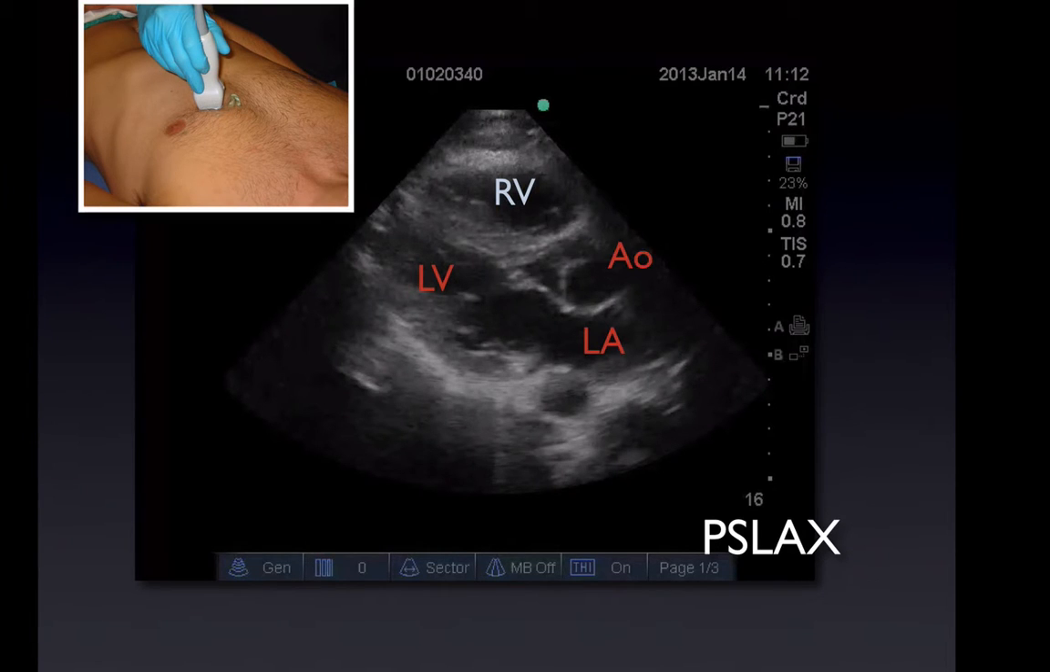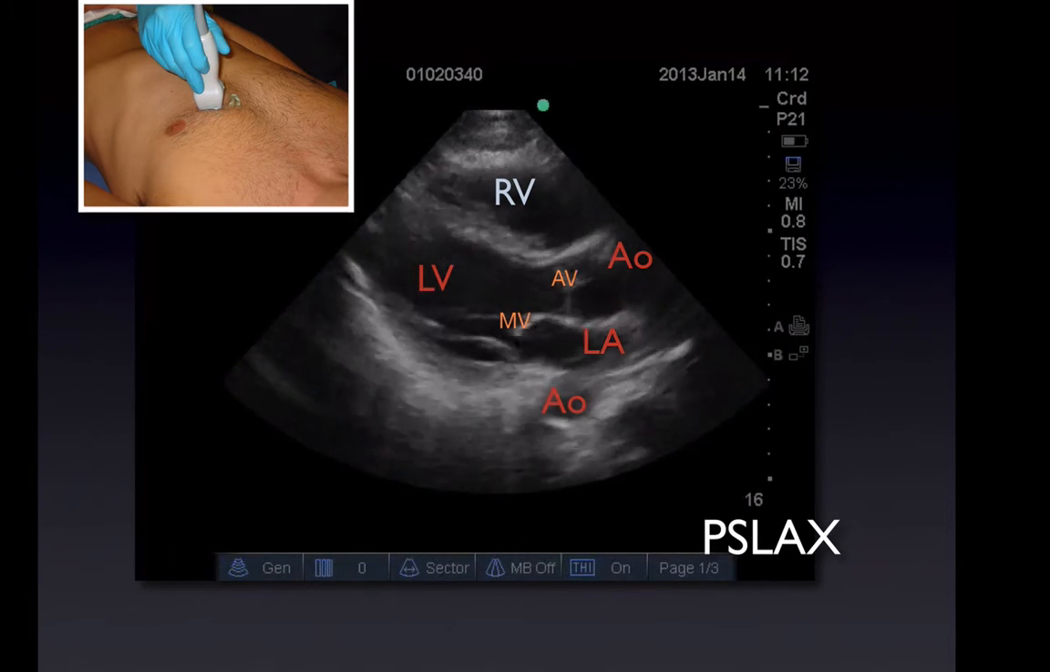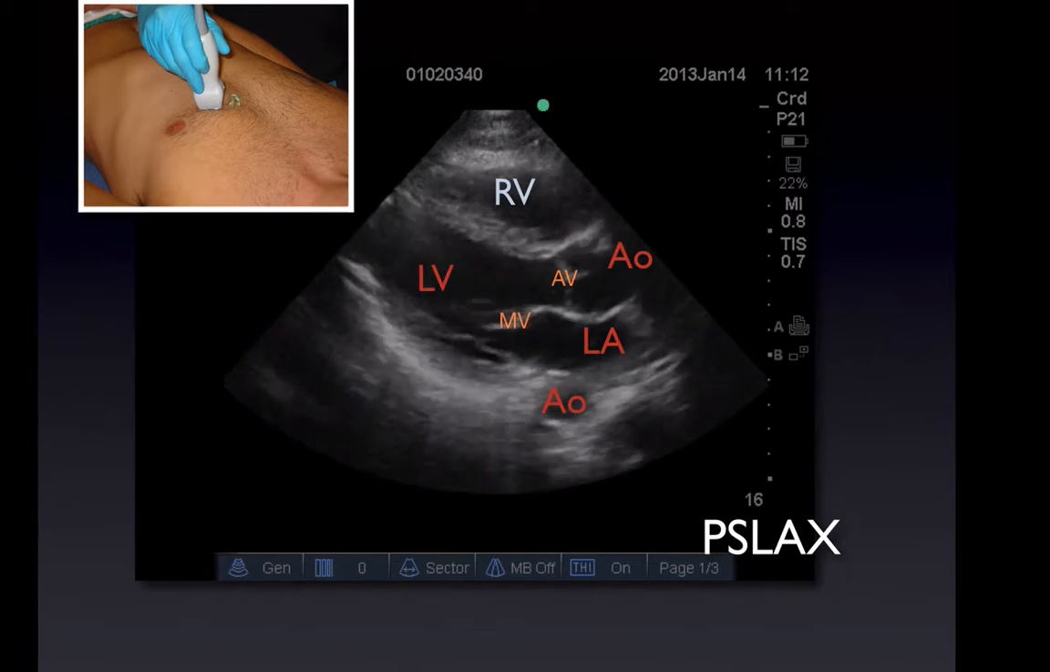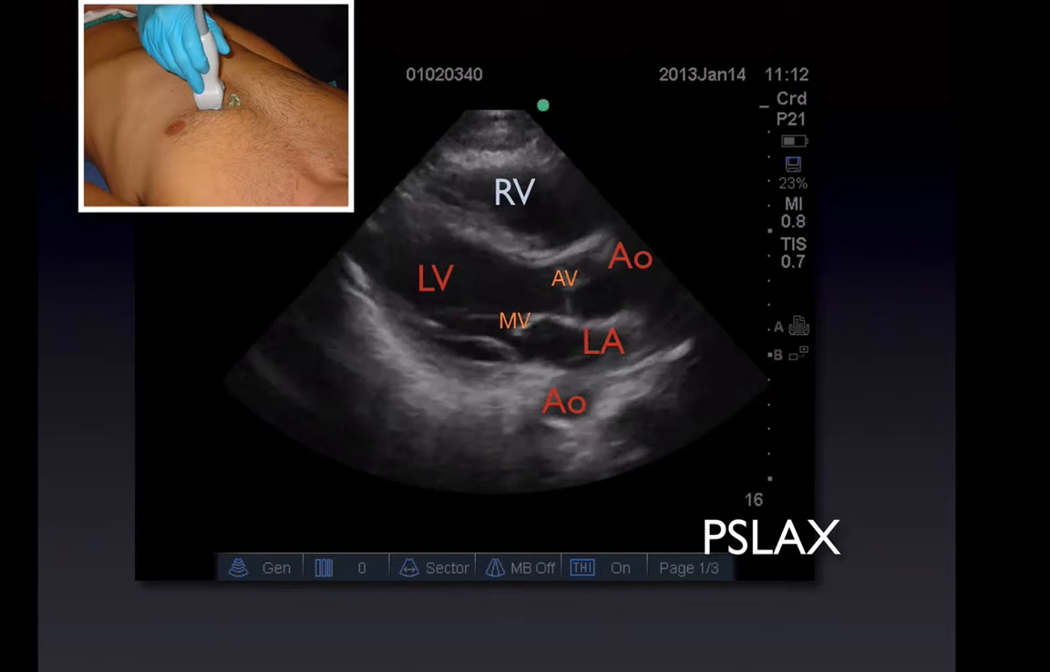with the left atria and the aortic outflow tract. This is the descending aorta here. And then you have the aortic valve and the mitral valve that's actually open. And let's see this image clip in motion. It's a pretty good healthy heart.